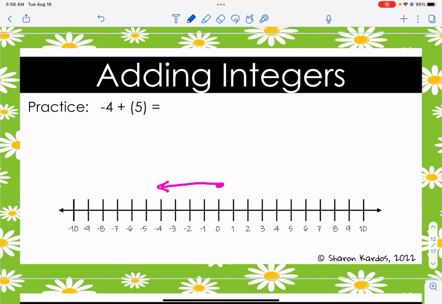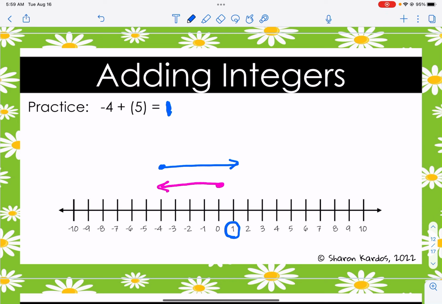And then the second number is positive 5. So I'm going to start where I was on negative 4, and I'm going to count backwards 5 and see where I wind up. So if I hopped backwards 4 and then I hopped forwards 5, I'm going to wind up on 1. So negative 4 plus 5 is equal to 1.